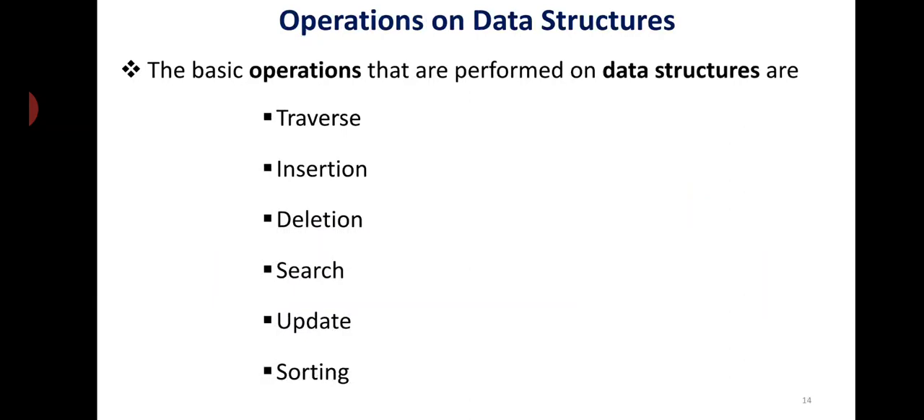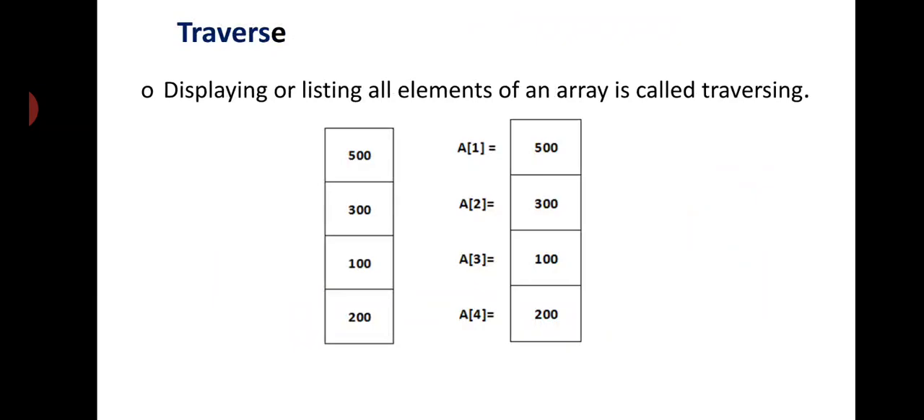So let us study one by one. The first one is traverse. Traversing means displaying or listing all the elements of an array. Just visiting each and every element. Listing or displaying. So you have an array A with 4 elements, right? A of 1, A of 2, A of 3, and A of 4. You display these elements using a for loop. That itself is called traversing. Understood? So this is the traverse operation. Okay, listing.